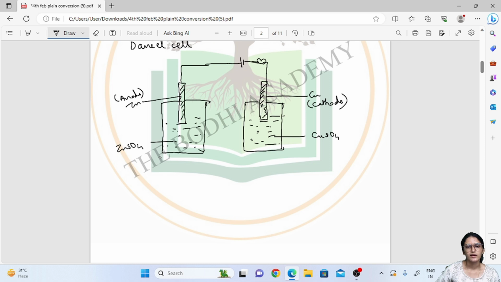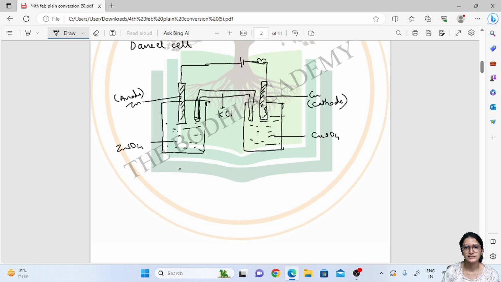Next thing we have is a salt bridge, which connects both the half cells, and in the salt bridge there is a salt called KCl. Now I will explain what happens in the Daniell cell, how the chemical energy is converted to electrical energy. When I put zinc and copper in the respective solutions, what happens?